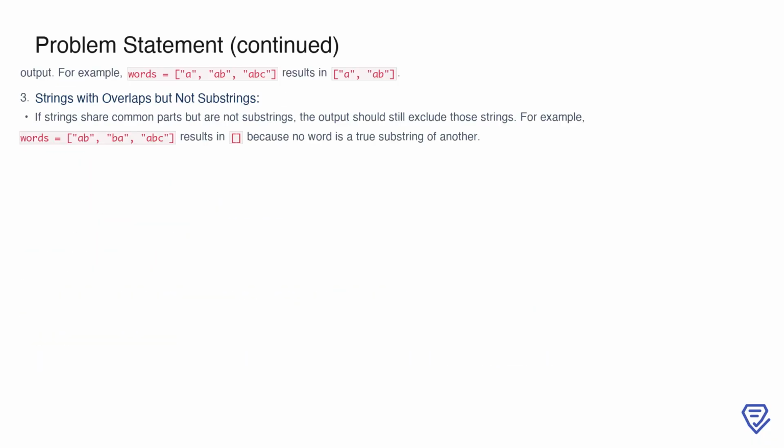Finally, let's discuss some constraints and edge cases. The length of the array words will be between 1 and 100, and each string in the array will have a length of 1 to 30 characters. All strings in the array are guaranteed to be unique.